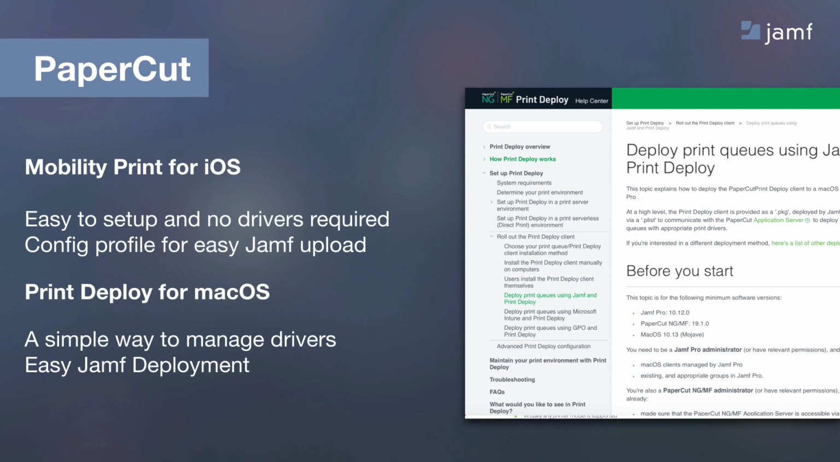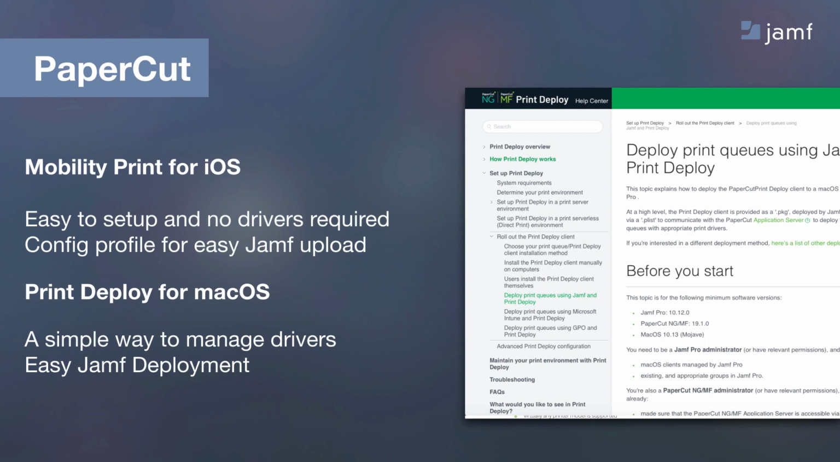Best practice deployment for PaperCut has evolved over time, and thankfully, there are great ways to get PaperCut out to your devices with Jamf Pro. And there's really 2 ways to do that. The first is a feature from PaperCut called Mobility Print. And this enables iOS devices to AirPrint to publish print queues easily and without any additional software.